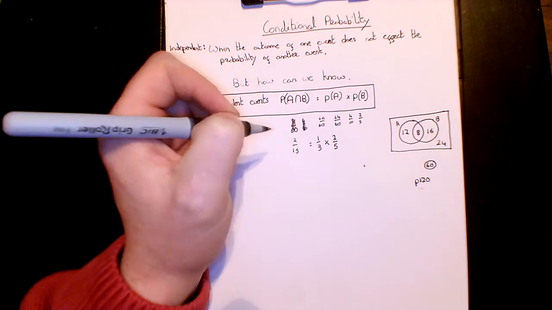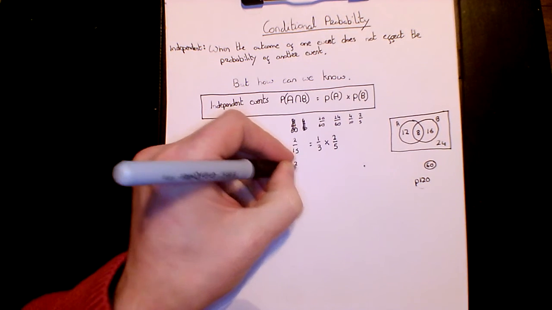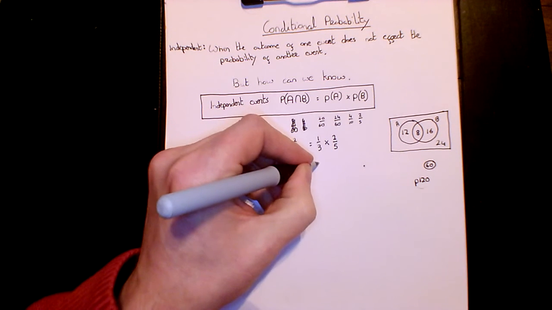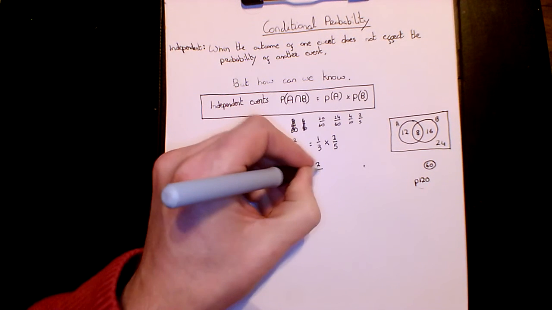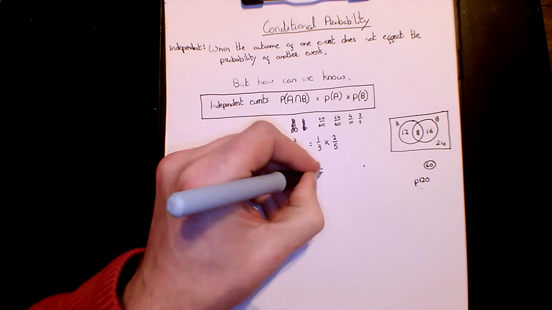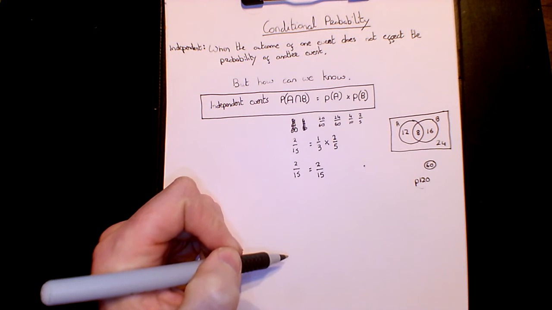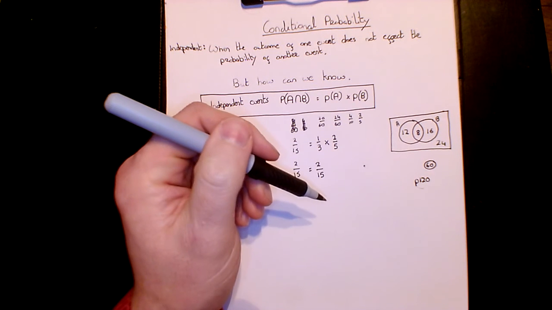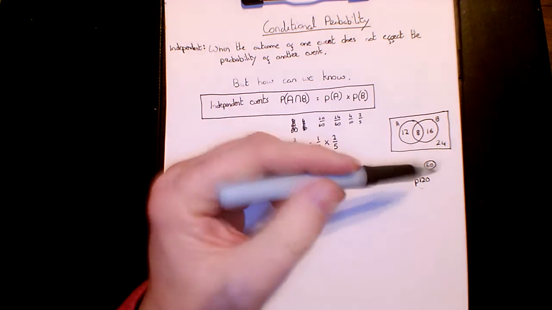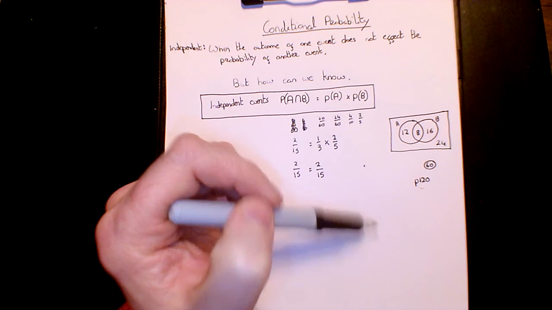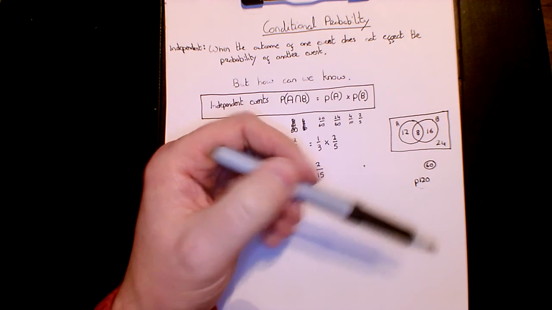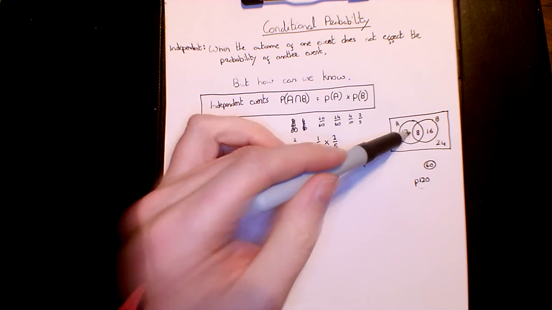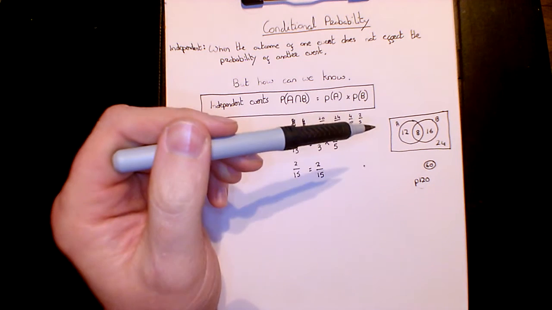I'm going to multiply the two of them together and see what I get. So this one's 2 out of 15, and this one is 1 multiplied by 2 is 2, 3 multiplied by 5 is 15. They're the same. So that means A and B are actually independent of each other. If I put in my hand and pick one of these, and then go in again and pick another one, they're independent. Choosing one doesn't affect the probability of getting the other.